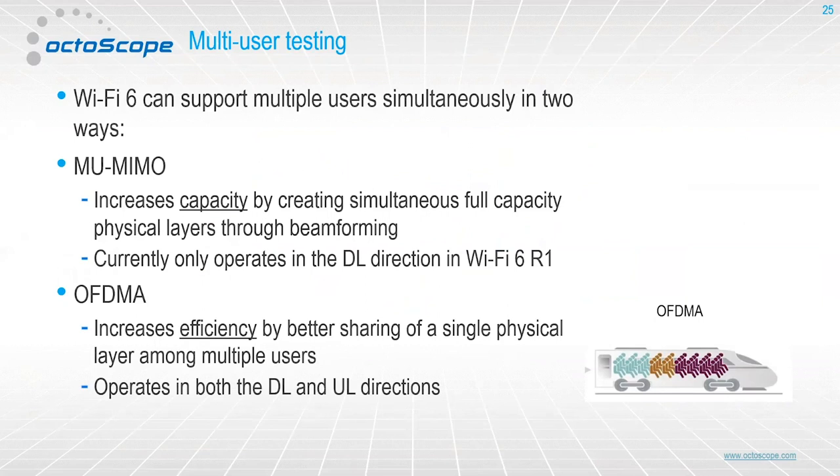They're both multi-user technologies, but they're different in one important way. Multi-user MIMO actually adds capacity to the system because it essentially creates new independent physical layers by using beamforming. So when you have devices that are spatially separated enough and the AP can figure that out, it can point a beam at them and create a physical layer. And then it can do the same thing to another one and create a separate physical layer. So you actually add capacity.